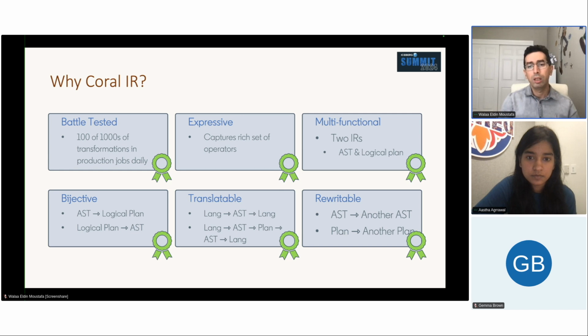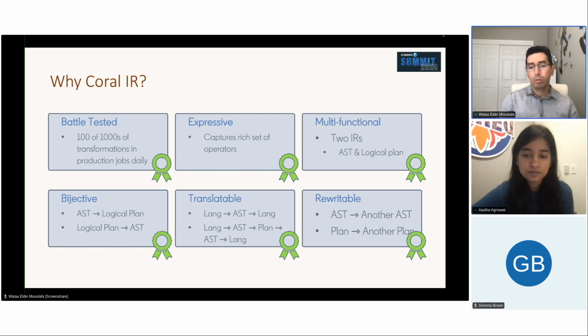It is also multifunctional because it has those two IRs that we discussed, the AST and the logical plan IRs. It's also bijective because it can convert from the AST representation to the logical plan and back from the logical plan to the AST. It is translatable because one can go from language to AST to another language, or do the same pipeline but having the plan in between.